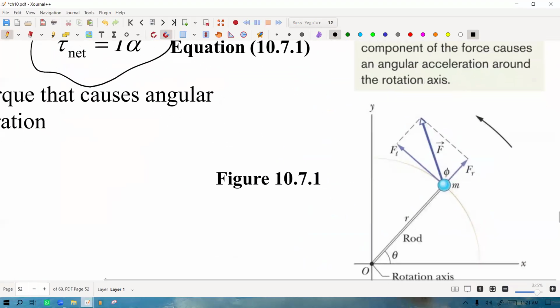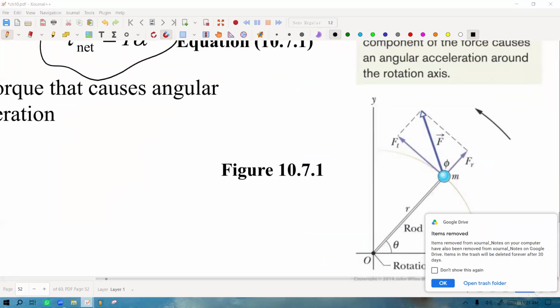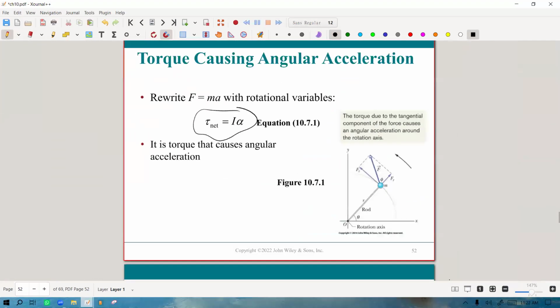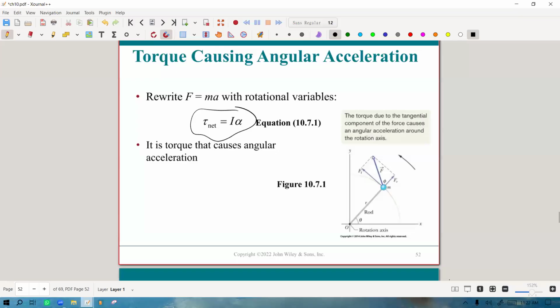Imagine in this case, x and y. This one is a simplification of three-dimensional motion. So in this picture, they only simplify to the x and y axes. Okay. Any questions?